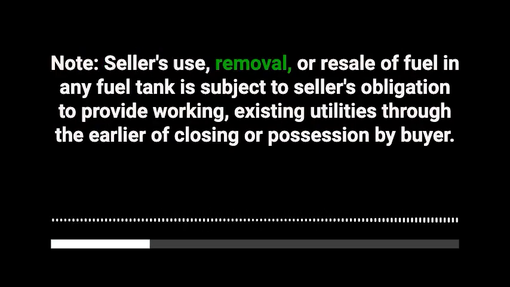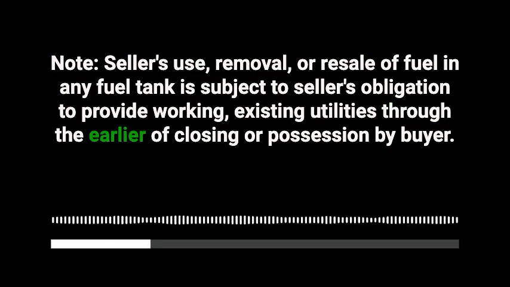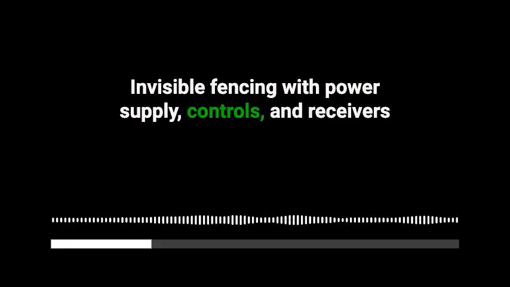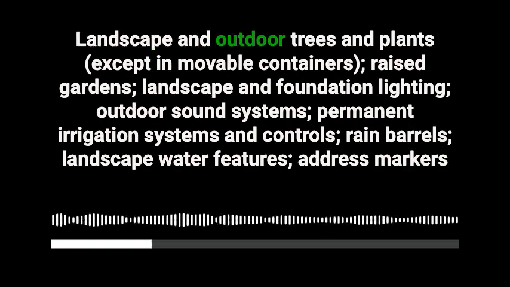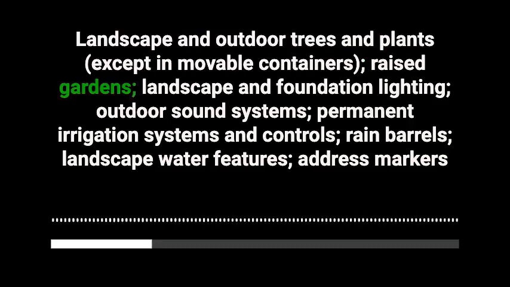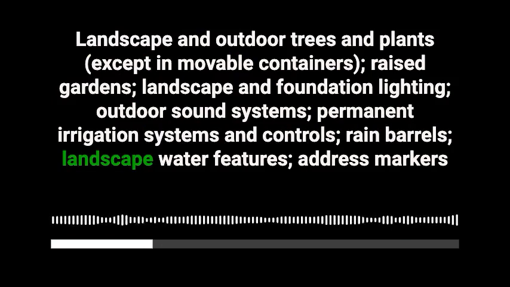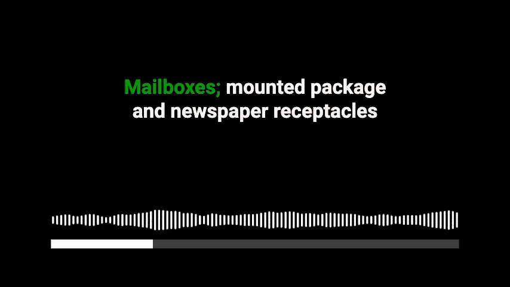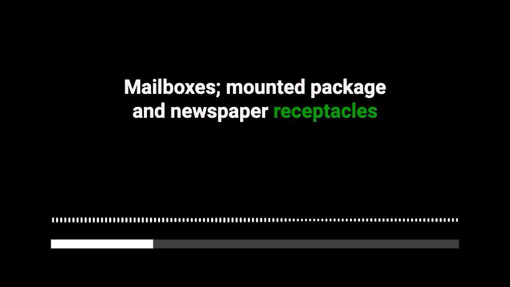Note: seller's use, removal, or resale of fuel in any fuel tank is subject to seller's obligation to provide working existing utilities through the earlier of closing or possession by buyer. Garage door openers with all controls. Generators that are permanently wired. Invisible fencing with power supply, controls, and receivers. Landscape and outdoor trees and plants, raised gardens, landscape and foundation lighting, outdoor sound systems, permanent irrigation systems and controls, rain barrels, landscape water features, address markers, mailboxes, mounted package and newspaper receptacles.